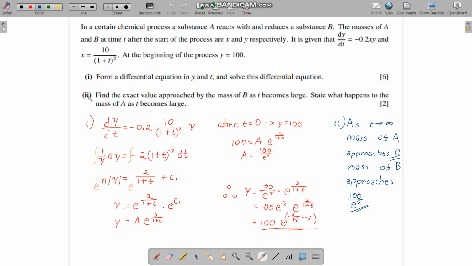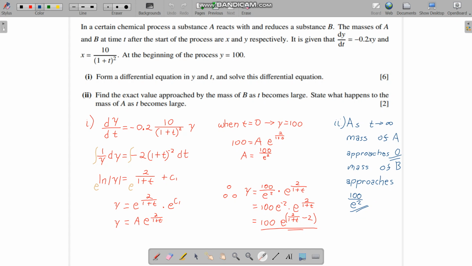And now part II, find the exact value of the mass of B as t becomes large and as A becomes large. So when t approaches infinity, for the mass of A, which is the x, when t is infinity, we have 1 plus infinity, which is infinity. Infinity squared is still infinity. 10 divided by infinity is 0, so x equals 0. And the mass of B, which is y, as t approaches infinity, we have 1 plus infinity, which is infinity. 2 divided by infinity is 0. 0 minus 2 is minus 2, so we have 100 e to the power of minus 2, or 100 over e squared.